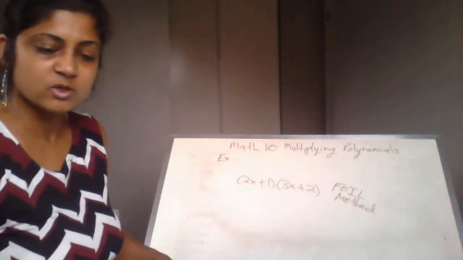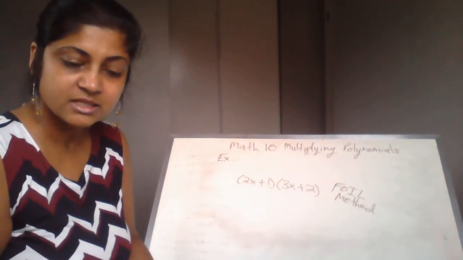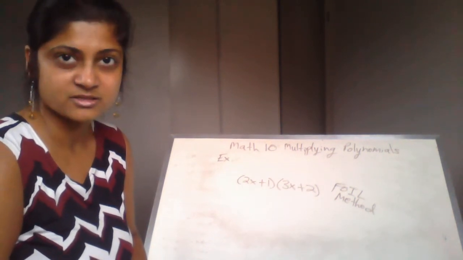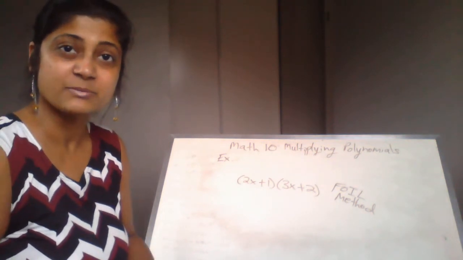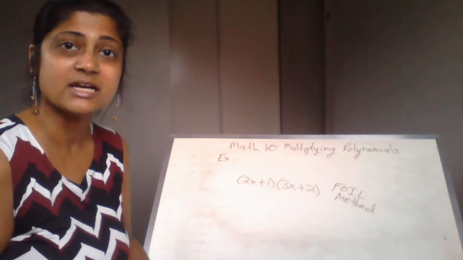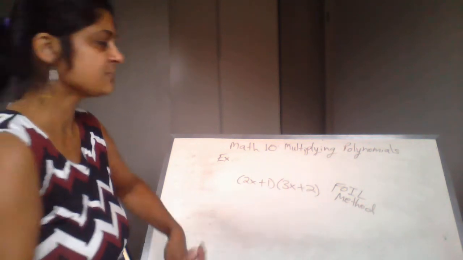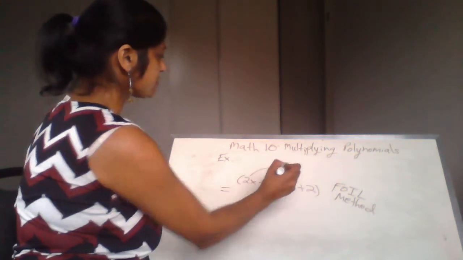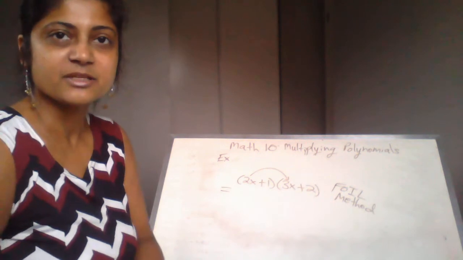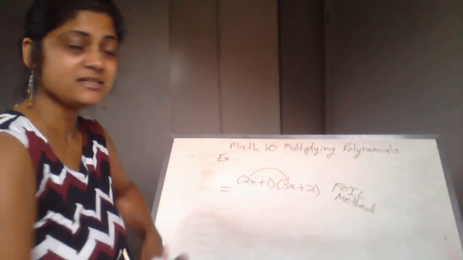But most of the questions in the textbook will just tell you to use the distributive property to find each binomial product. Each of these in brackets is a binomial. Remember from grade 9, a binomial has two terms. So what we're going to do is just expand and simplify here. First, I'm going to take the first term in the bracket, multiply it by the first term in the second bracket. So we're doing 2x times 3x.